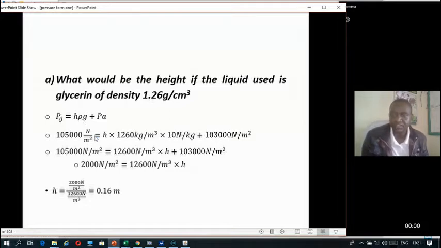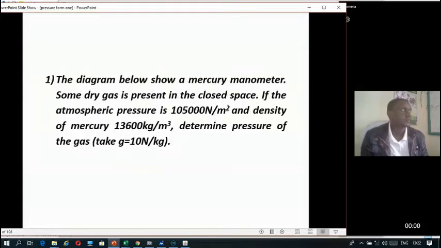Substitute 105,000 equals the height we are determining times 1260 times 10, then plus 103,000 newtons. The other part is mathematical. You can just follow the workings until you end up finding the height. 0.16 meters. Correct? Then now we move to another example.